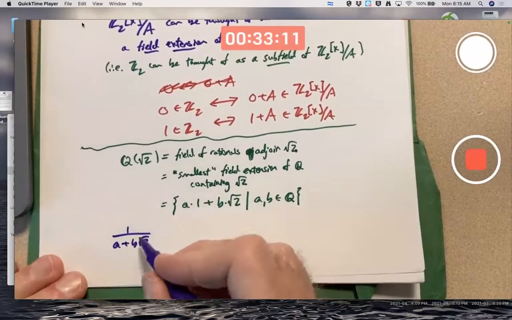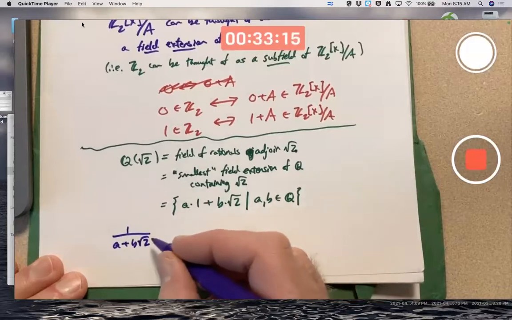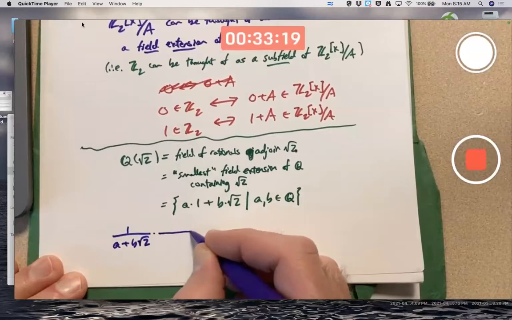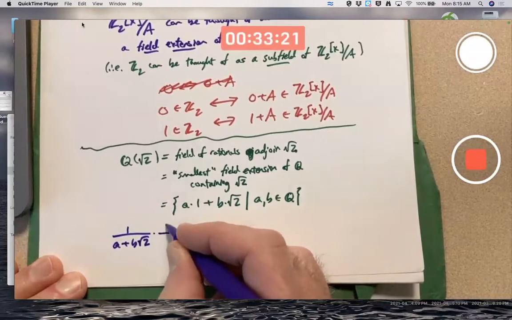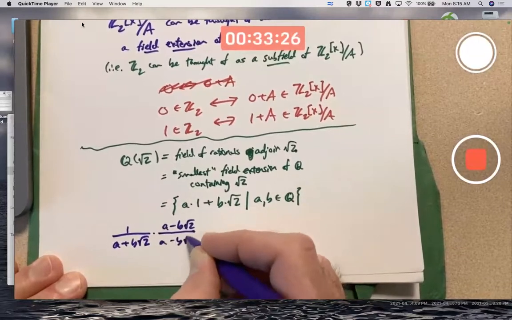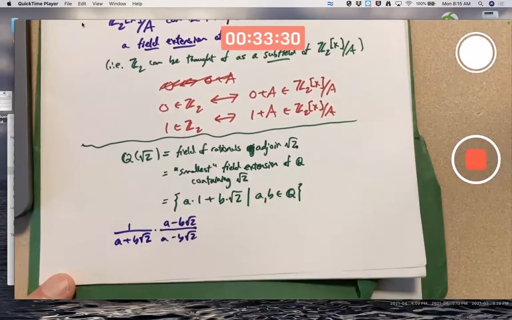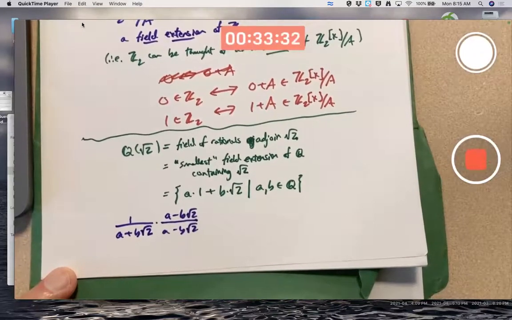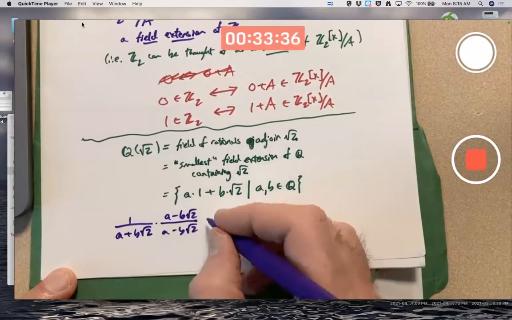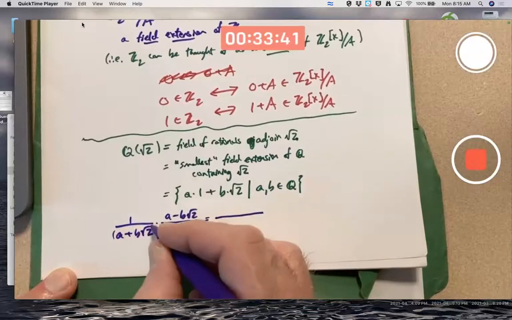The way to figure out what this equals is to do a little trick: multiply this by the disguised form of 1, and the disguised form of 1 will be a minus b root 2 over a minus b root 2, sometimes called the conjugate of a plus b root 2. And why do I do that? It's because when you FOIL out the bottom, the root 2's go away.